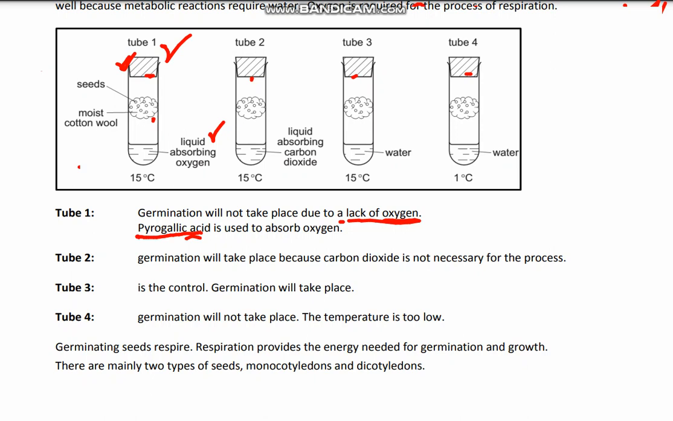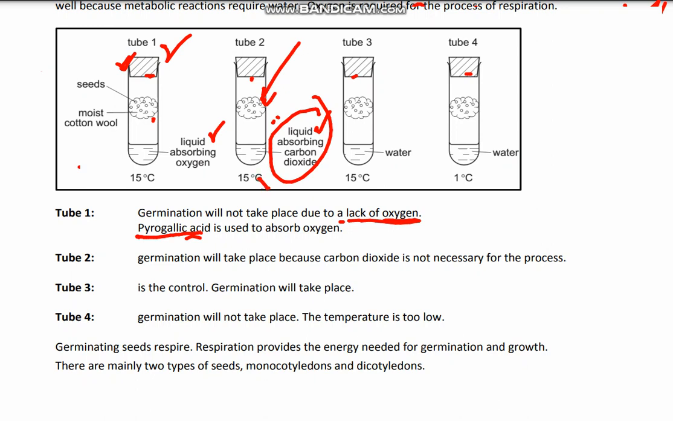So in test tube 2, there is a liquid that is absorbing carbon dioxide. So in test tube 2, there is a probability that maybe the seeds here will germinate. Why? Because the gas that is being absorbed is not even necessary for the process of germination. Carbon dioxide is not necessary. So if the liquid inside this test tube absorbs carbon dioxide, the process of germination in this test tube will take place, because carbon dioxide is not necessary.